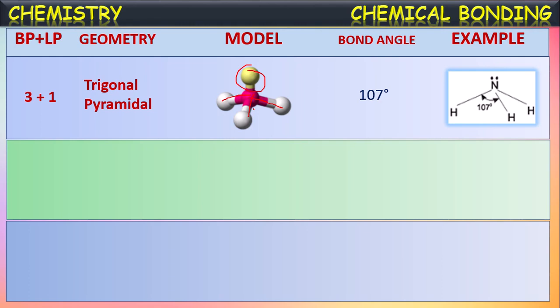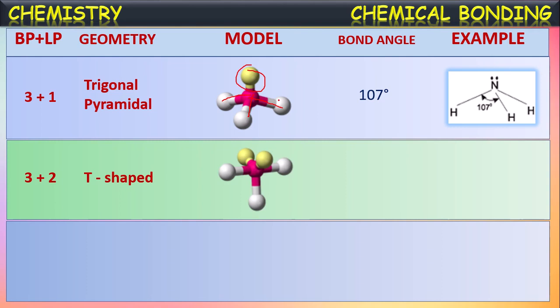In the NH3 molecule, the central atom nitrogen has three bond pairs and one lone pair. So it acquires trigonal pyramidal geometry. Okay. Next, the molecule with three bond pairs and two lone pairs. Then the shape will be T shape.